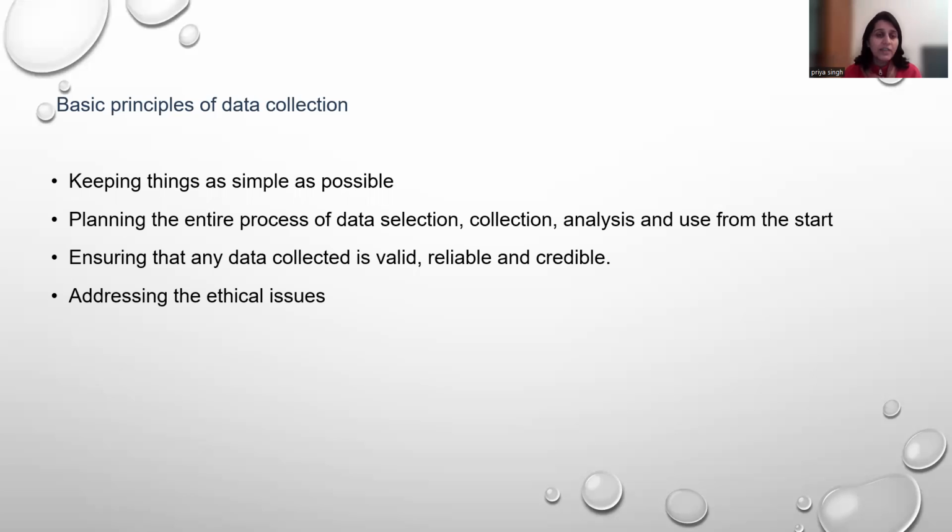Secondly, we should be clear about what information we intend to gather, from where we will get this information, why this information is required, what questions will be asked to get this information, and who will be using this information. So for this, we need to plan the entire process of data selection, collection, analysis, and use from the start. And as already explained, we should ensure that any data collected is valid, reliable, and credible. And last but not the least, we should also address the ethical issues.